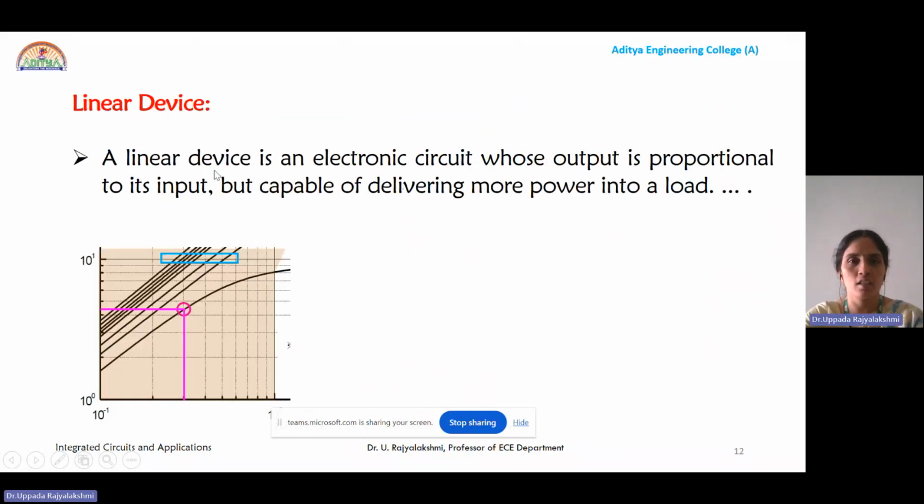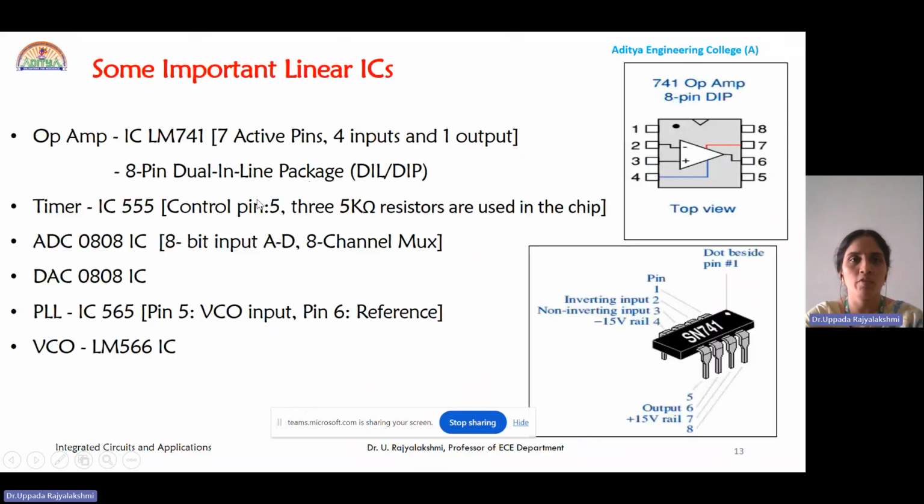And a linear IC is one where the output is directly proportional to the input and capable of delivering more power to the load. So linear IC is preferred, but here you need to stabilize the operating characteristics because of its external circuitry. And here you can see some of the best linear ICs.